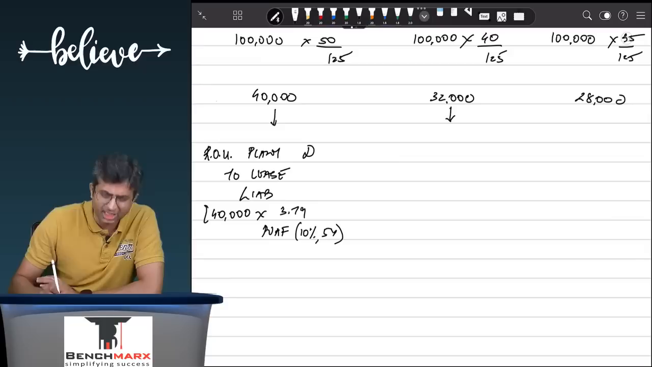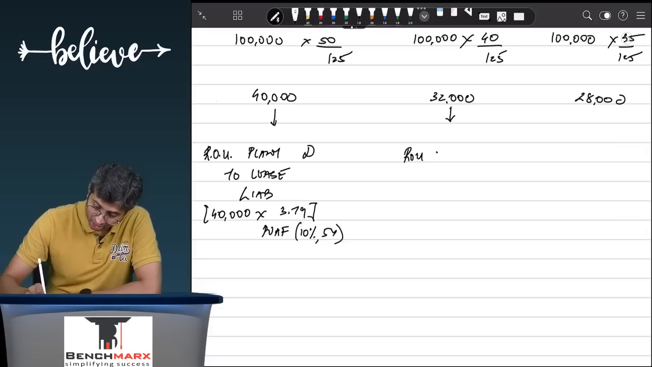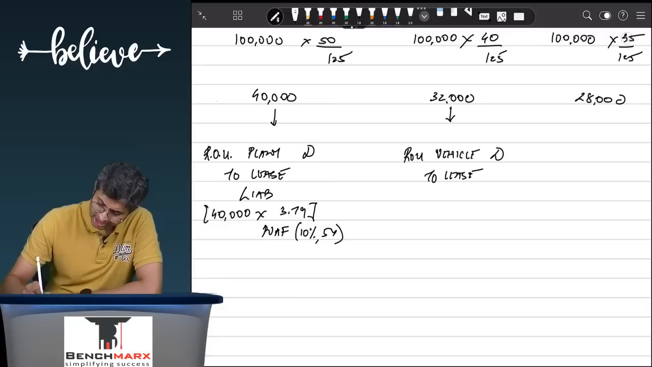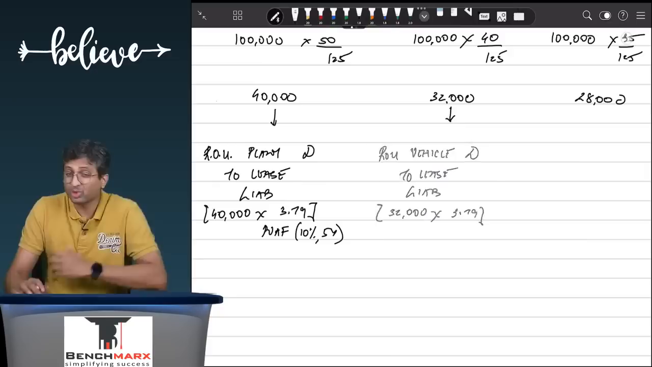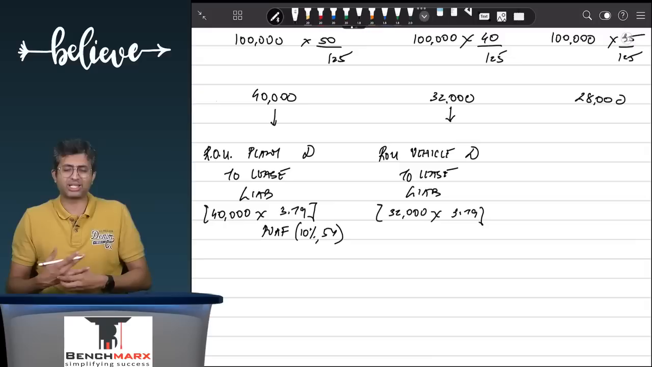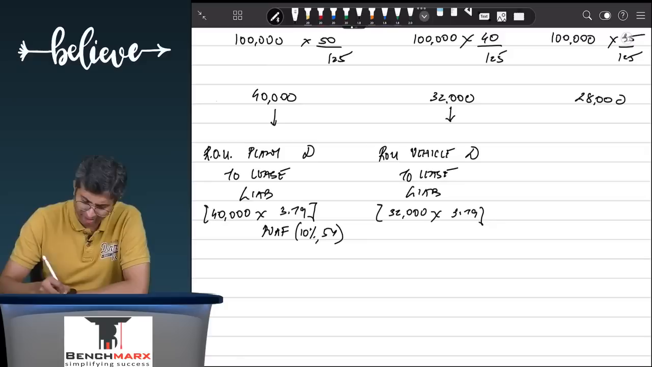Similarly, you will say ROU vehicles account debit to lease liability, we will take this at 32,000 into again 3.79, and at the end you will have the driver. Now you can't show ROU driver, so for the driver you will recognize 28,000 as expense as and when it happens in each of the years. So if you go to see over here, there'll be 40,000 into 3.79, roughly this is 151,600.